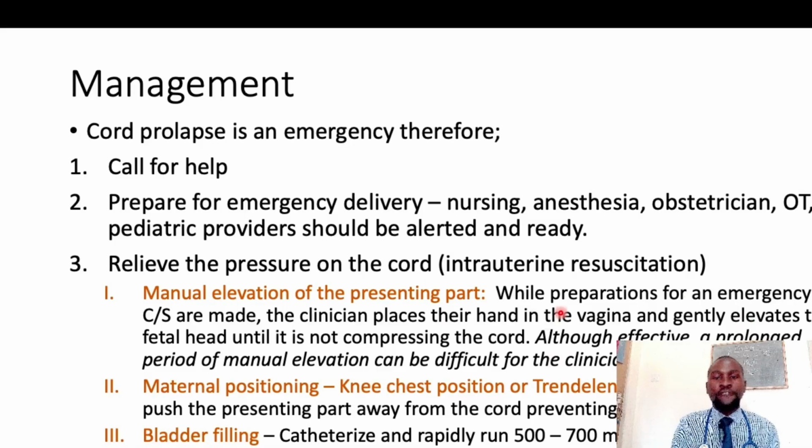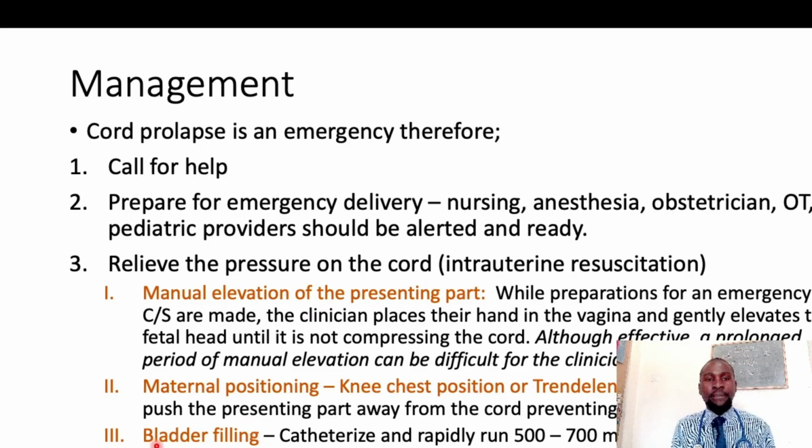So this is effective. But the problem is that although it is effective, a prolonged period of manual elevation can be difficult for both the clinician and the patient, because you can get tired. It can be very uncomfortable for the patient. The other maneuver that you can do to relieve pressure on the cord is maternal positioning. So here you can put the woman in a knee chest position or a Trendelenburg position. Now when you put them in a knee chest position, gravity is going to help you to push the presenting part away from the cord, and that will prevent cord compression. Okay, a knee chest position or a Trendelenburg position.